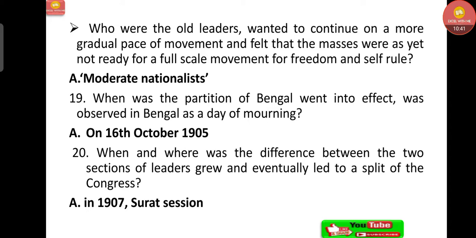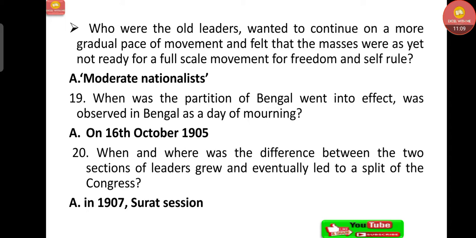Who were the old leaders who wanted to continue on a more gradual pace of movement and felt that the masses were as yet not ready for a full-scale movement for freedom and self-rule? Moderate nationalists said this. When did the partition of Bengal go into effect and was observed in Bengal as a day of mourning? That was on 16th October 1905.